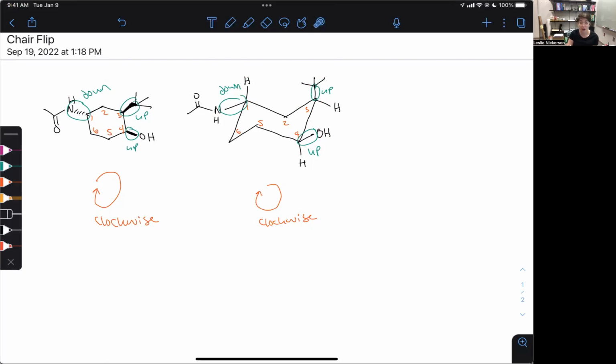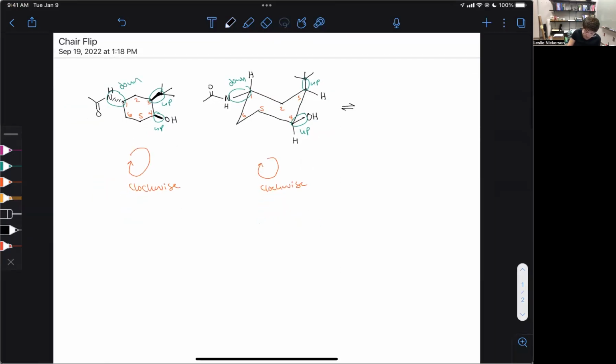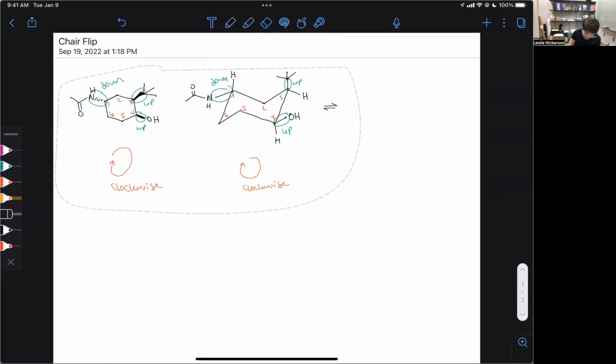Now that we have the first chair structure, we go to the chair flip. I'm going to scooch this stuff over a touch.